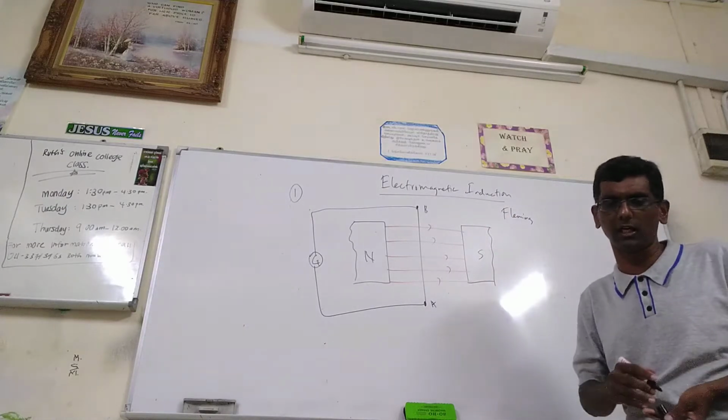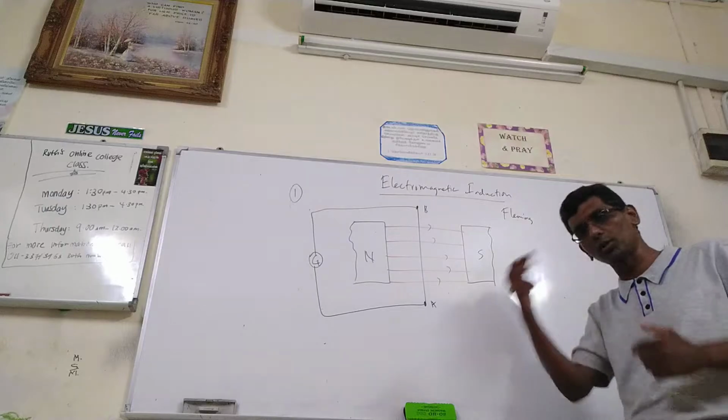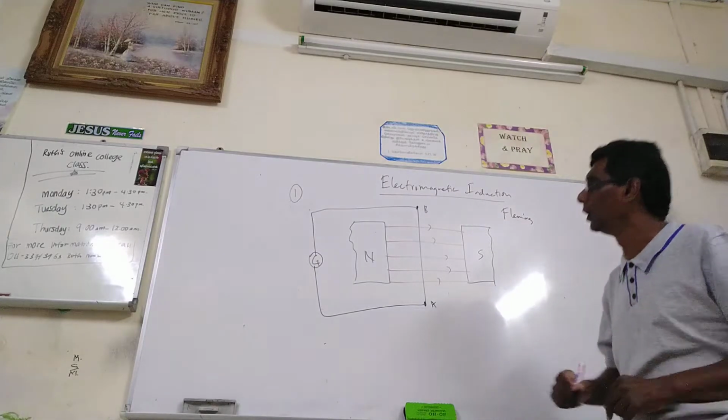A coil can also produce current, because the coil also cuts the flux. I'll teach you later. Okay, number one.